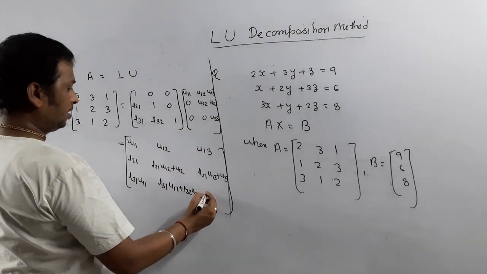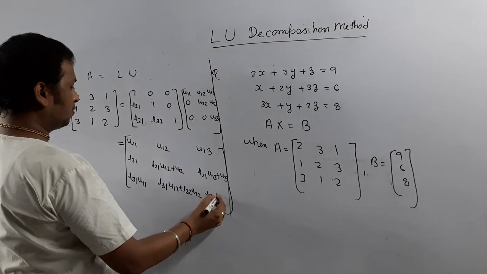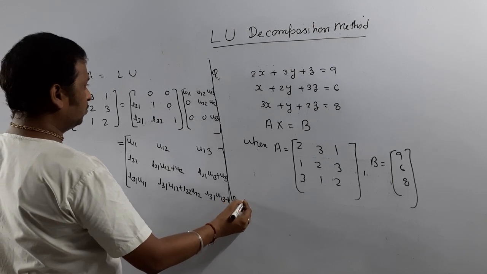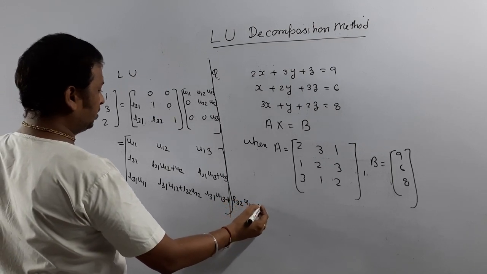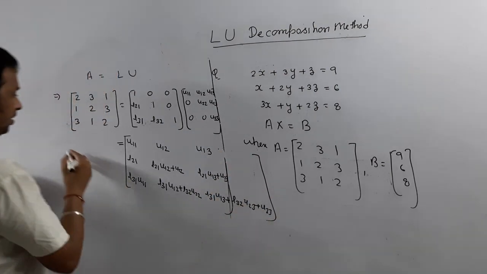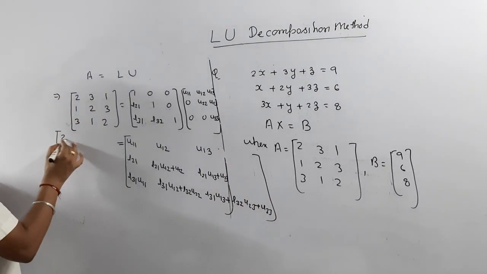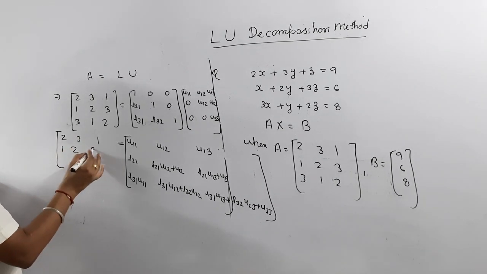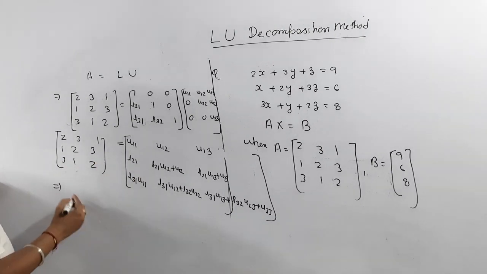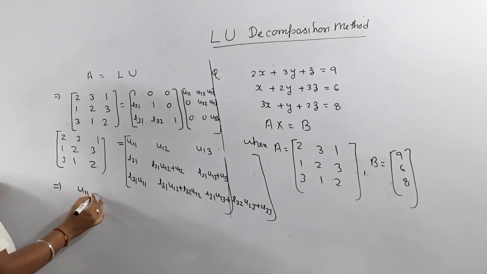This will give L31 U13 plus L32 U23 plus U33. So this is the left side, and what is the right hand side value? 2, 3, 1, 1, 2, 3, 3, 1, 2. So compare both sides. What is U11? U11 is 2.